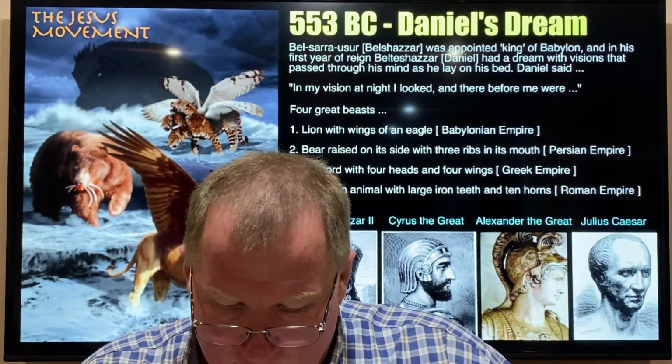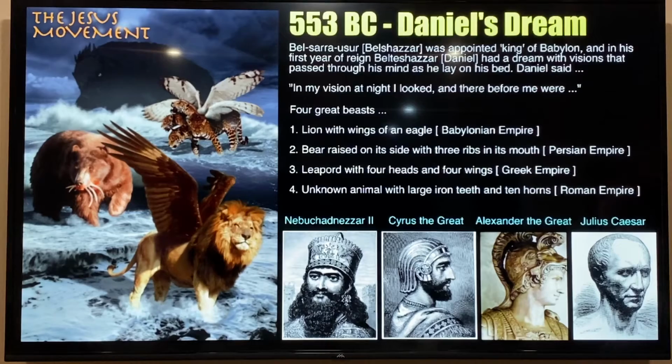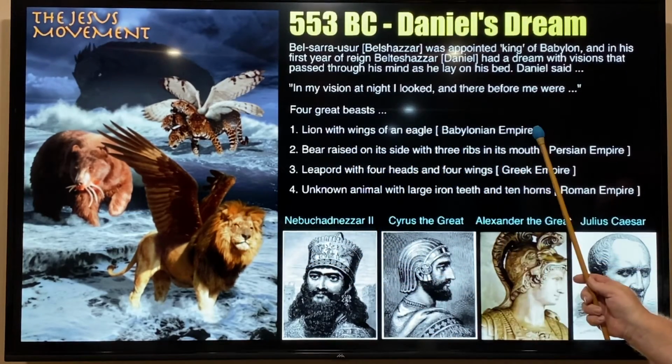So one of Daniel's prophetic... so I'll just go to the screen before I go any further. I've just summarised it here. So the lion with wings of an eagle is the Babylonian Empire.